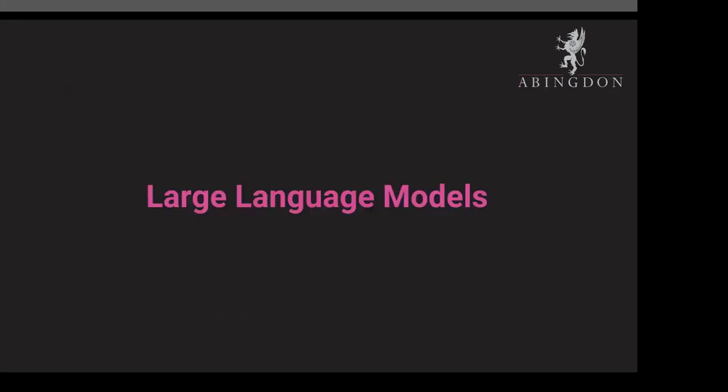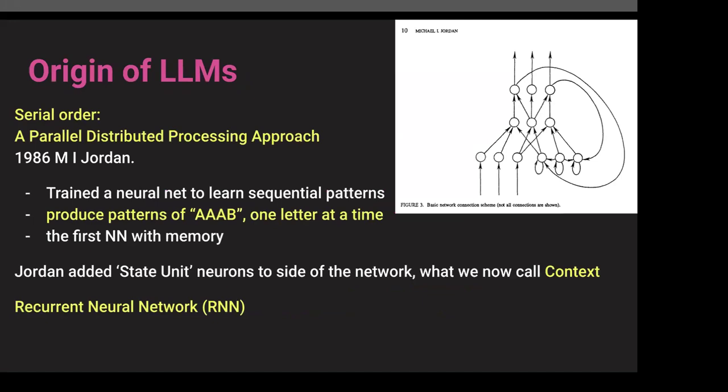Large language models. So this is where we start to get a little bit more into the technical stuff for today. So the origins of LLMs, the origins of large language models. Back in 1986, Michael I. Jordan produced a very inspired paper called "Serial Order: A Parallel Distributed Processing Approach."